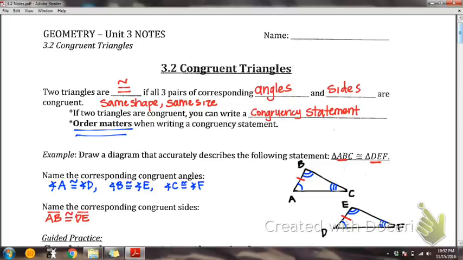Okay, let's go back to our congruency statement. The second two letters that I have are BC. And so the second two letters over here are EF. That means that side BC, and we're going to mark with 2 hash marks because we've already used 1, Segment BC matches up with segment EF. So we're going to say BC is congruent to EF.